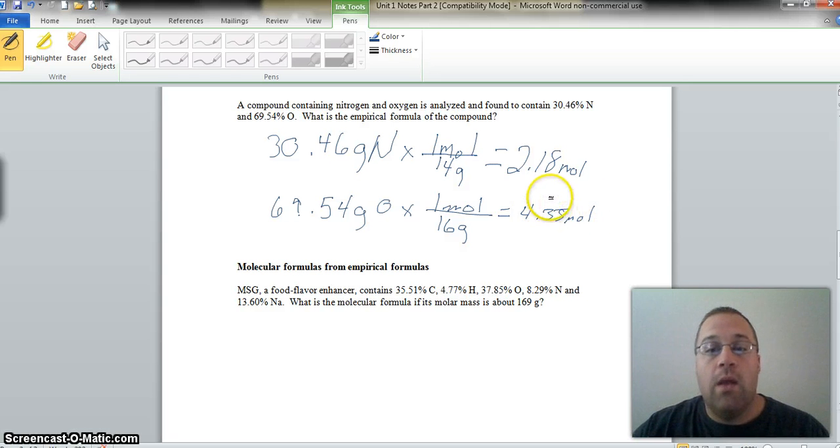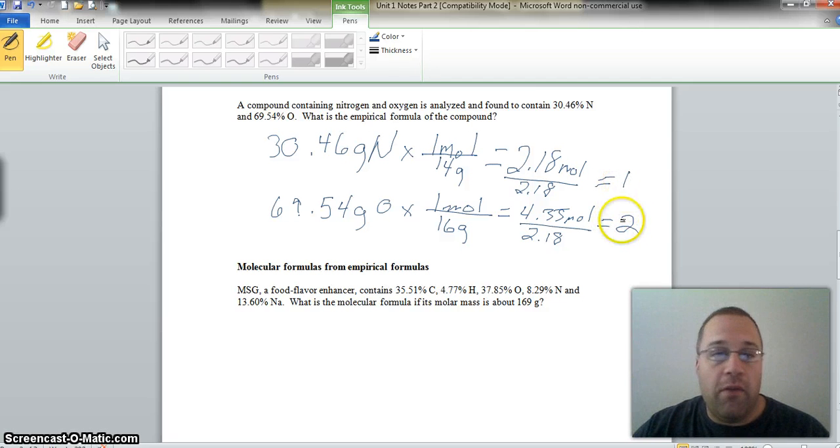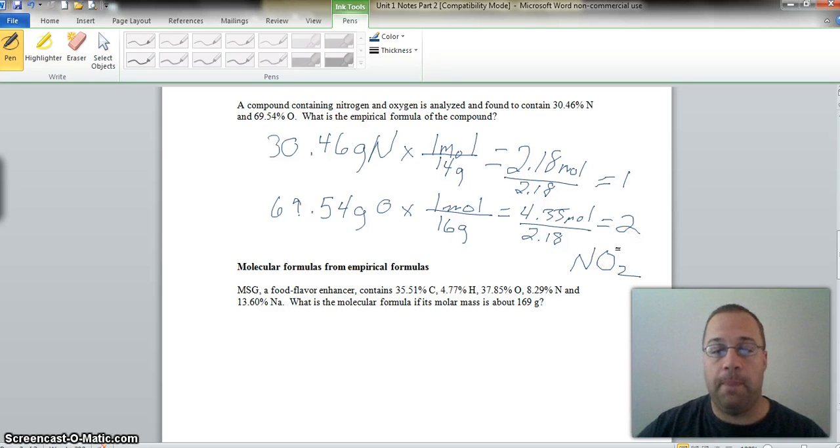Now, you're not done at this point. You need to divide by the smallest number. 2.18 is smaller than 4.35, so divide both by 2.18. This is going to be 1. This is going to be roughly 2, like 1.99. You ask yourself, are these whole numbers? 1's a whole number, 2's a whole number. So what that tells us is this is our empirical formula. For every 1 N, there are 2 O's. And there's our empirical formula.